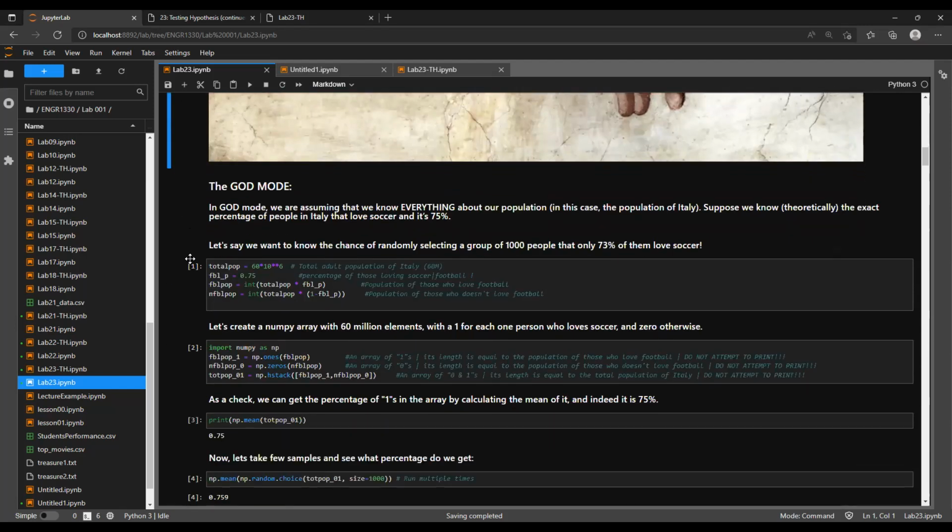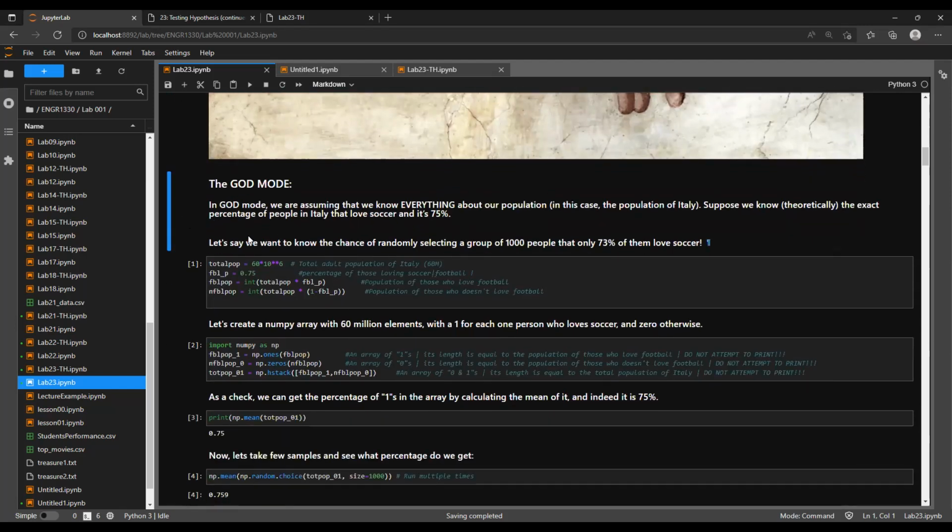Okay, so let's go from the perspective that we know everything first. Suppose, theoretically, we know the exact percentage of people in Italy that love soccer, and it's 75%. 75% of all people in Italy love soccer. So let's say we want to know the chance of randomly selecting a group of 1,000 people where only 73% of them love soccer. So what do we know so far?